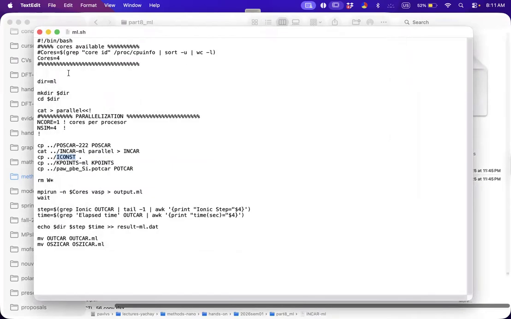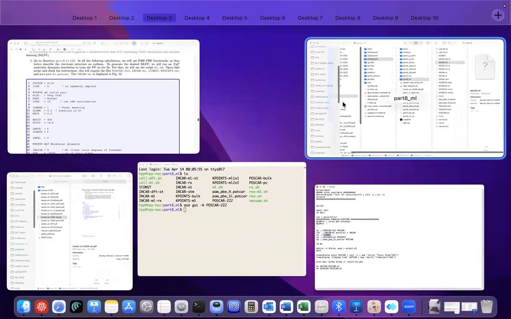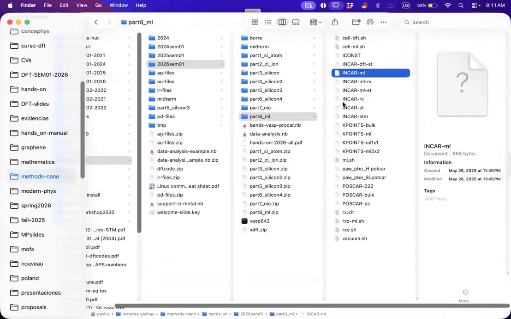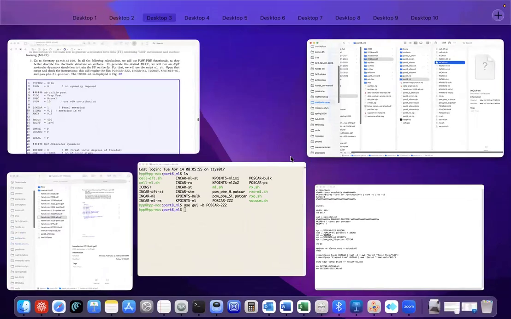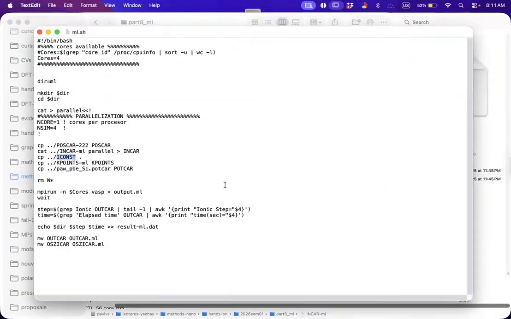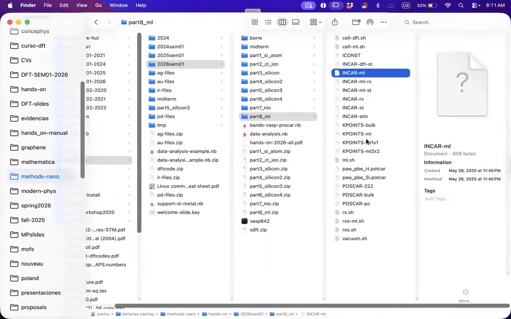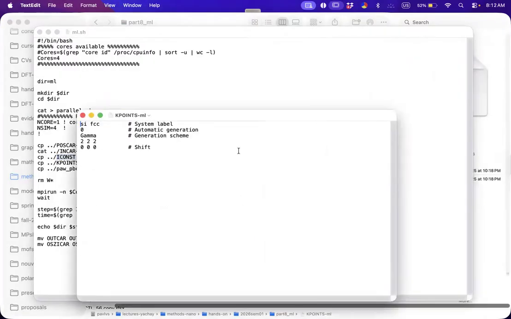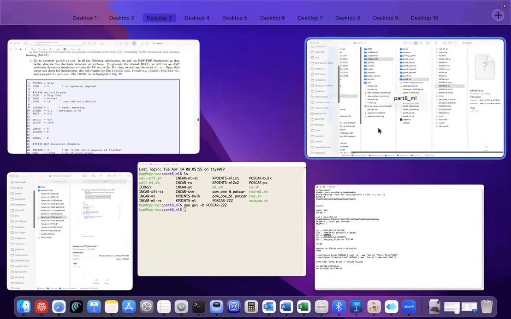Let me see now the KPOINTS. The K points, remember, was 9 by 9 by 9 for the primitive cell. So the K points here for the ML, where is the KPOINTS_ML? Here it is. It's 2 by 2 by 2. Okay, so these are the K points we're going to use.